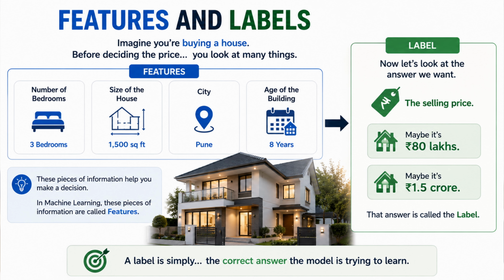Imagine you're buying a house. Before deciding the price, you look at many things: number of bedrooms, size of the house, city, age of the building. These pieces of information help you make a decision. In machine learning, these pieces of information are called features. Now let's look at the answer we want. That answer is called the label. A label is simply the correct answer the model is trying to learn.